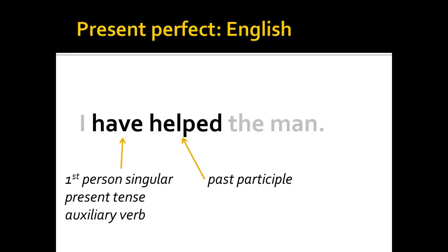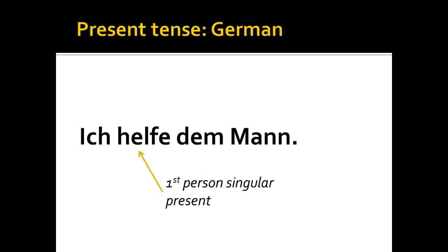Now, let's take a look at that same sentence in German. So here we have the sentence, Ich helfe dem Mann, and again, this is in the present tense. We have the subject of the sentence, ich, first person singular, and we have the first person singular present tense form of helfen, ich helfe.